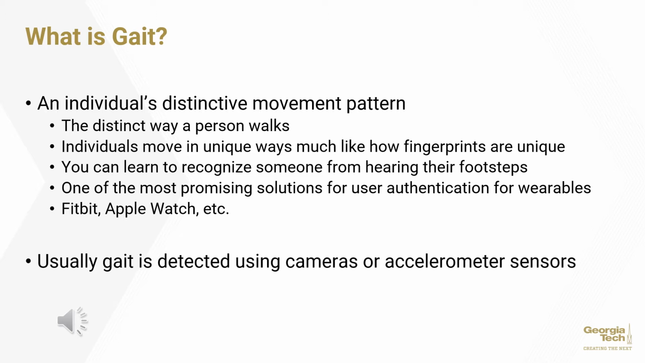So what is gait? We touched on it briefly on the last slide, but essentially it is the way we move when we walk, the way we move our arms and legs in order to move our center of gravity forward. Interestingly, each individual human's distinct walk is unique, much like how our fingerprints are unique, meaning you can train a person or program a computer to recognize someone by the unique way they walk. So the idea here is to use gait to identify users for authentication purposes for a healthcare system. And usually gait is detected using cameras or accelerometer sensors.